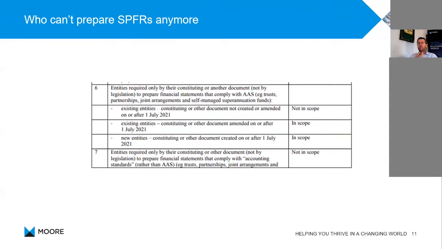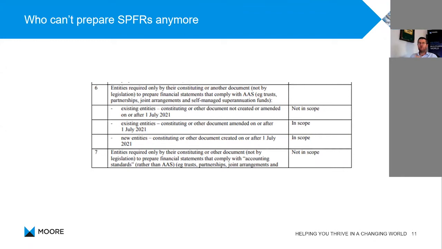Now, if they have a constituting or other document that was created before 1 July 2021, and it hasn't been amended, they're not in the scope. But if they create or amend, and it's not just about amending the reference to accounting standards, if they amend anything in that document post 1 July 2021, they will no longer be able to prepare special purpose accounts. So there's been a quasi grandfathering of the rules here, just for that group of organisations.